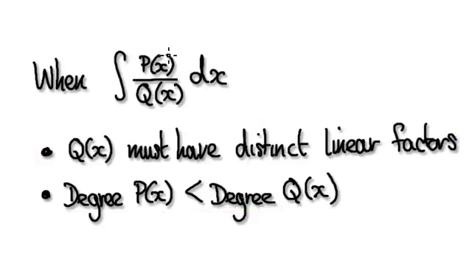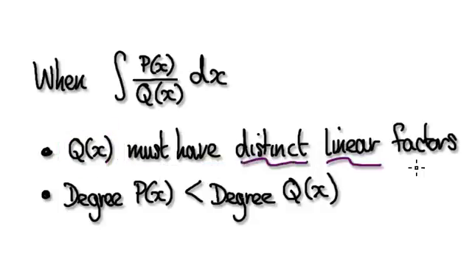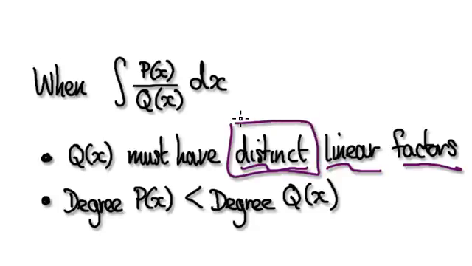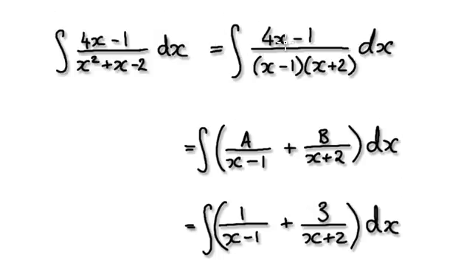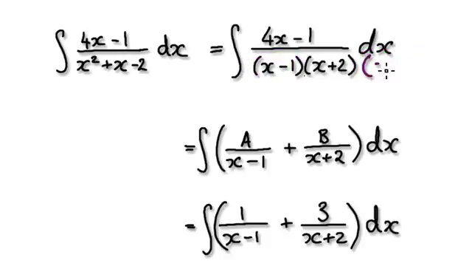So in general, when you're trying to integrate one polynomial over another polynomial, our method will only work if Q of x must have distinct linear factors. Now distinct means, going back up to here, that all the factors must be different. So you can't have another x minus 1 here, because then these two are the same. They all have to be distinct. So you could have another one like this. Now they're distinct. They're all different, because -1, +2, -5, they're all distinct.